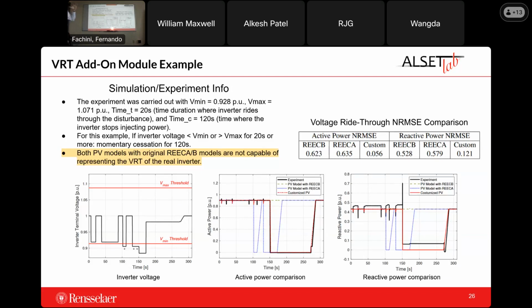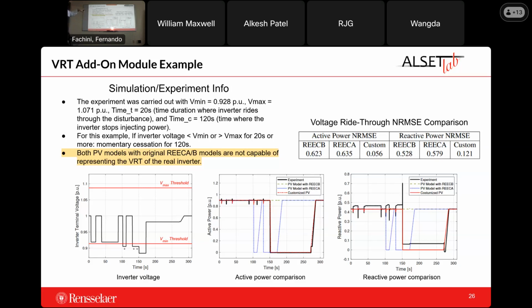So the model and the inverter are supposed to continue injecting because it didn't surpass the time. But once it reaches the two asterisks, which is a time that it was above the 20-second mark, what happened was that the inverter, the real inverter, and the model are supposed to drop momentary cessation and then return its injection. And that was only possible with the customized PV.